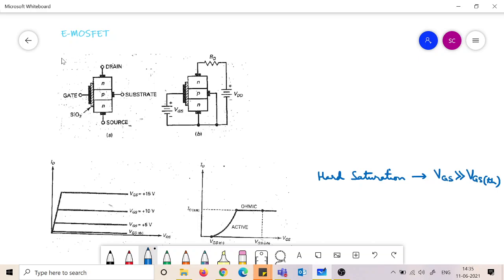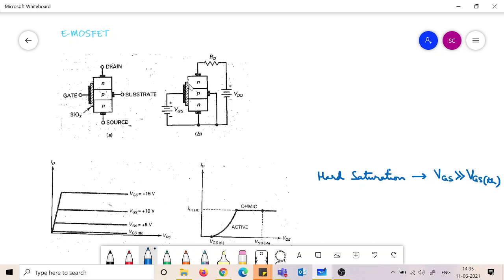In the depletion type, there were two modes, because the gate source voltage was either negative or positive, and that gave rise to two different modes of operation. In the enhancement type, there is only one mode, which is gate source being greater than 0. Don't have anything else. So we have to have VGS greater than 0. Then only you have a channel created here.